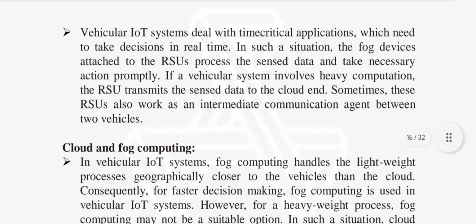Vehicular IoT system deals with time critical applications which need decisions to be taken in real time. In such a situation, the fog devices attached to the RSUs process the sensor data and take necessary action promptly. If a vehicular system involves heavy computation, the RSU transmits the sensor data to the cloud, and sometimes these RSUs also work as an intermediate communication agent between two vehicles.